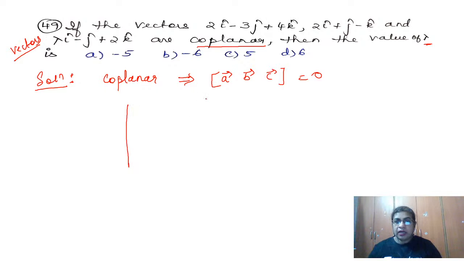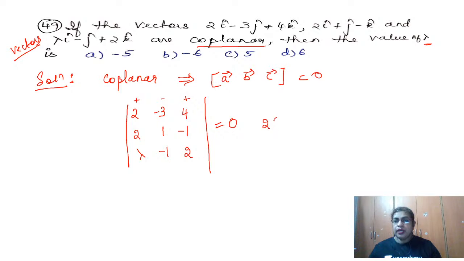So I'm getting determinant equal to 0. Who is there in the first line now? In the first line I have to write the coefficients of i cap, j cap, k cap only. So 2, minus 3 and 4. Second line 2, 1, minus 1. Third line lambda, minus 1 and 2. Now, let me expand by the first row.